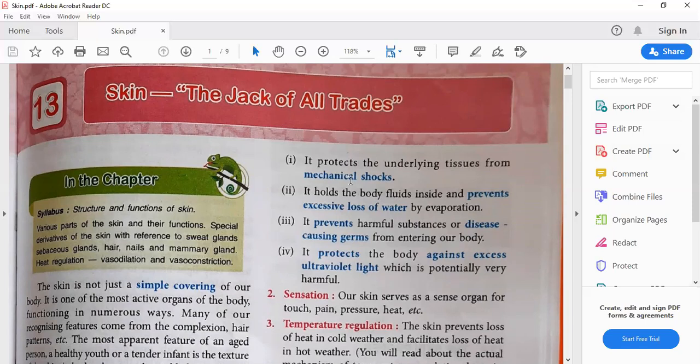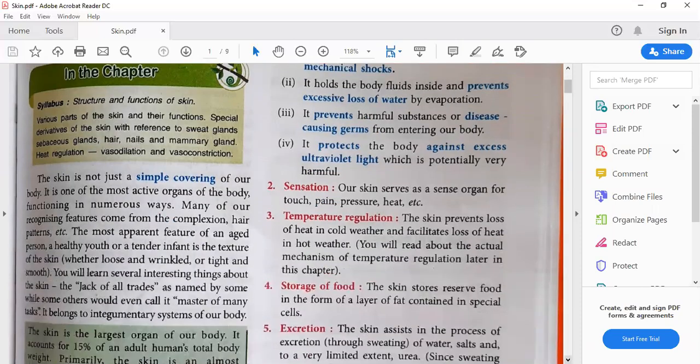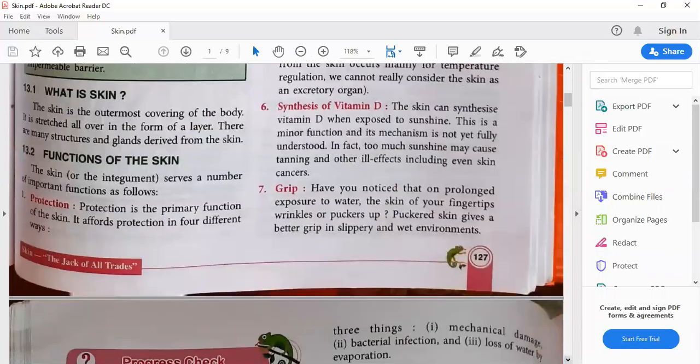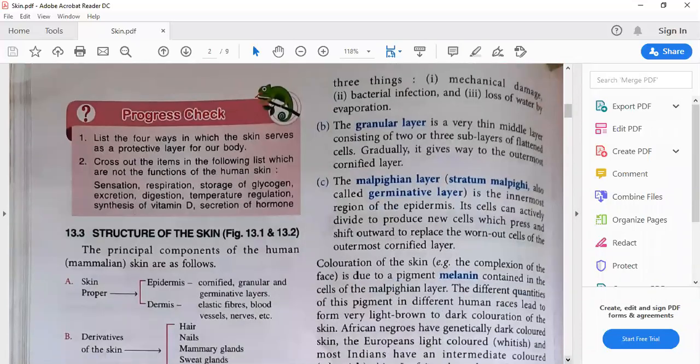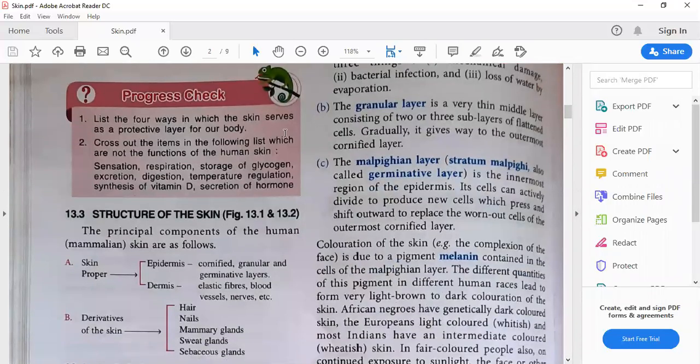Exam में आपको पूछेंगे, so you don't have to mention so much. You can write any 2 points. आप temperature regulation लिखो, protection लिख लो, that's it. You don't have to write so many things. But yes, they can ask you, give reason for excretion, skin कैसे excretion का काम करता है, for what purpose it is doing the excretion. So you can write the answer as temperature regulation. देखो यहाँ पे क्वेश्चन है, list the 4 ways in which skin serves as a protective layer, है ना.